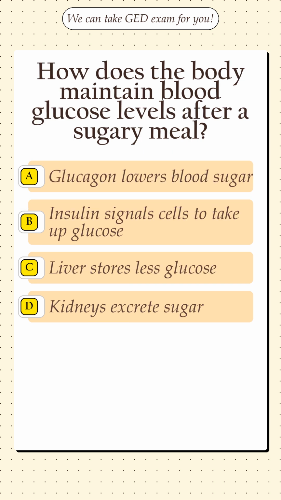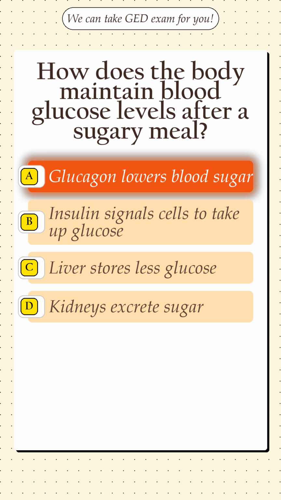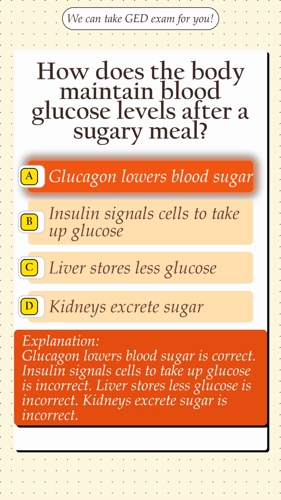Question 3. How does the body maintain blood glucose levels after a sugary meal? Option A, glucagon lowers blood sugar. Option B, insulin signals cells to take up glucose. Option C, liver stores less glucose. Option D, kidneys excrete sugar. The correct answer is option A, glucagon lowers blood sugar. Glucagon lowers blood sugar is correct. Insulin signals cells to take up glucose is incorrect. Liver stores less glucose is incorrect. Kidneys excrete sugar is incorrect.